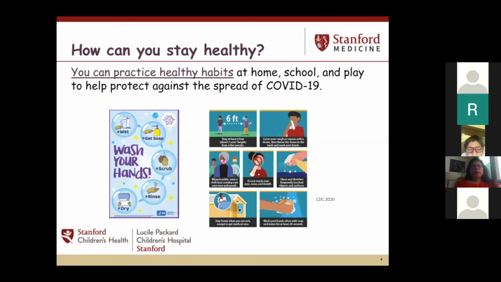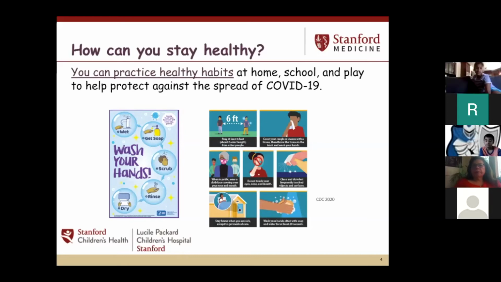But we know that the main way that people get infected with COVID is by getting droplets on their face, on their nose and mouth, from people who are infected and have droplets with COVID in their nose and mouth. So what do you think the main thing to do would be to help you not get infected? Social distancing. Okay, good. And what does that mean, social distancing? Staying away from other people. Okay, and why do you think that would help? Staying at least 6 feet away from people.